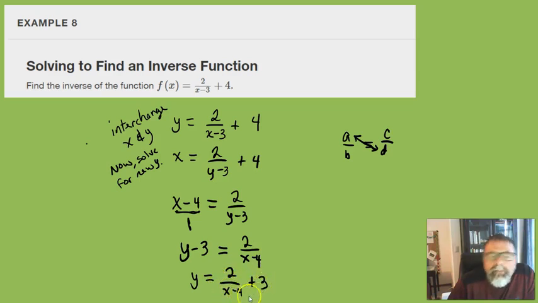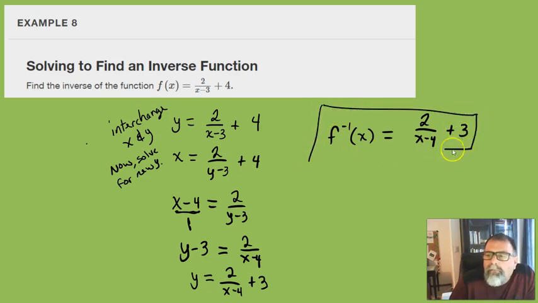Now you can leave it like this. If you want to combine this and make it one fraction, you can. Since the original problem was written as a fraction plus a whole number, I'm going to go ahead and leave it. And now I'm going to write this as f inverse. So f inverse of x is this new y that was solved for: 2 over x minus 4 plus 3. And that will be my f inverse.